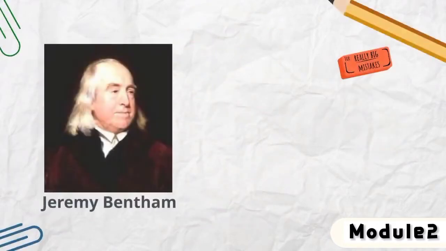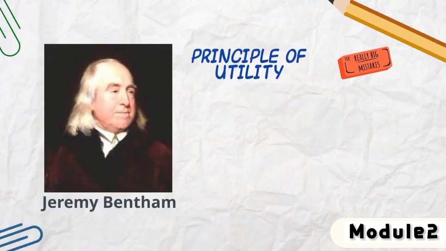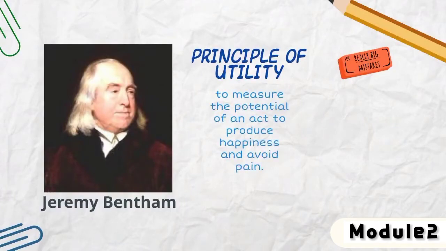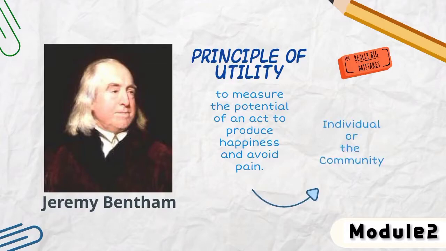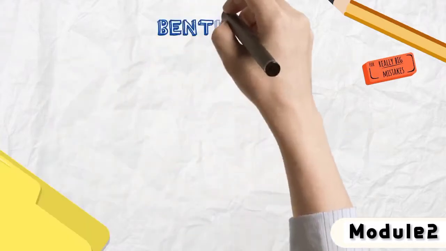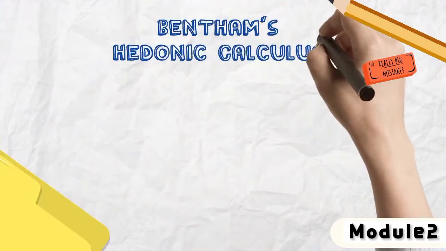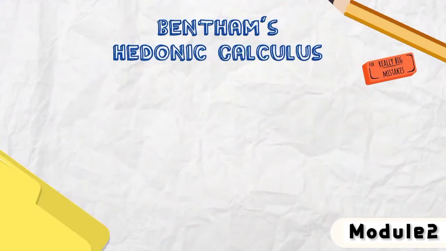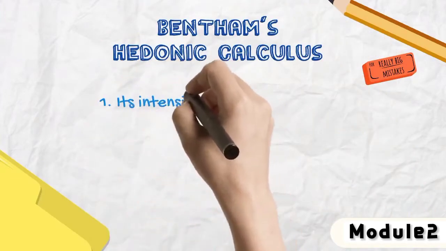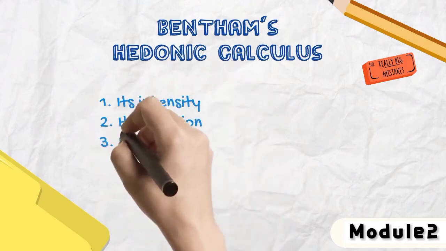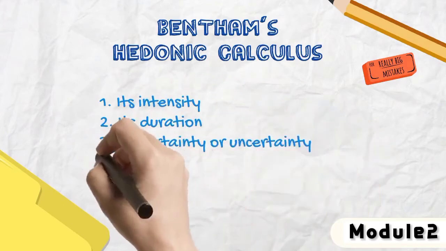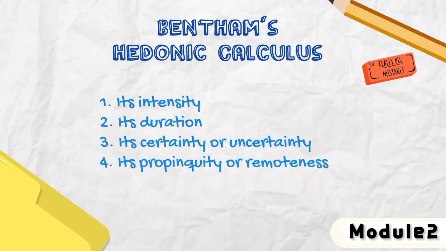Moving on to Jeremy Bentham's principle of utility, which is used to measure the potential of an act to produce happiness and avoid pain, and its intended beneficiary is either the individual or the community. To measure pleasure and pain and determine their respective amount, we look for its intensity, duration, certainty or uncertainty, and its propinquity or remoteness.